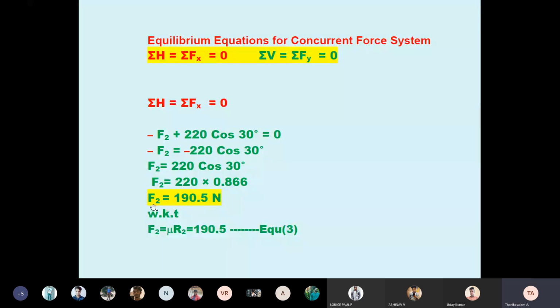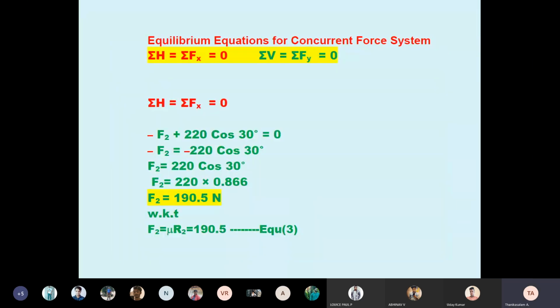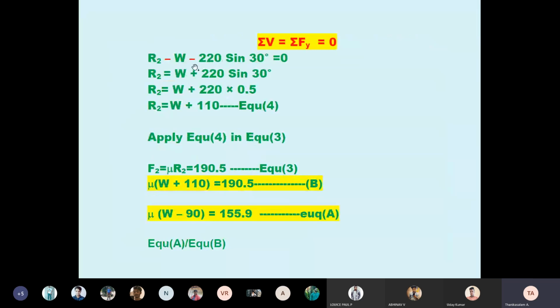We know F2 equal to mu into R2. That's why mu into R2 equal to 190.5, equation third. Why equation third? For case 1, we had 1 and 2 over, so equation third. Now the vertical forces equal to 0. What are the vertical forces? See here: R2 minus W minus 220 sin 30.